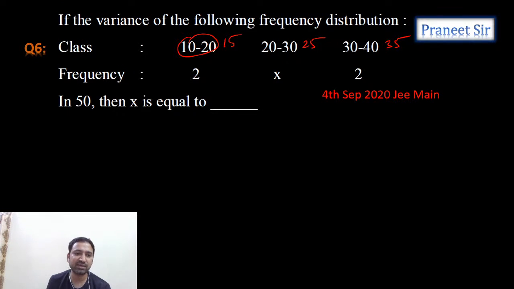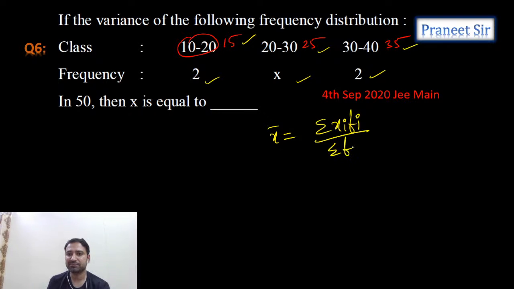So now frequency he is giving. What is the meaning of this frequency? It's grouped data. That means 15 is repeating 2 times, 25 is repeating x times, 35 is repeating 2 times. So how to calculate its mean first? Let's calculate mean, guys. It's simple: sigma xi into fi by sigma fi. This is the formula.